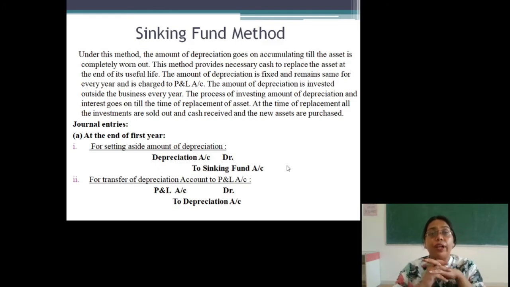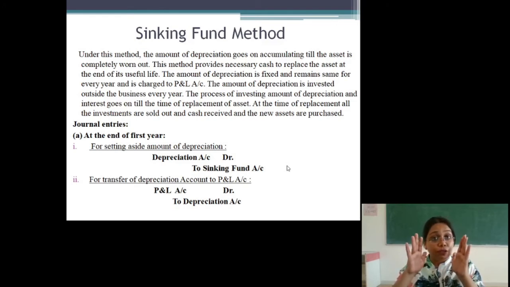Now the last method of depreciation is the sinking fund method. Under this method, the amount of depreciation goes on accumulating till the asset is completely worn out. So, in the sinking fund method, the amount of depreciation gets accumulated till the asset is completely obsolete or completely worn out. This method provides necessary cash to replace the asset at the end of its useful life.